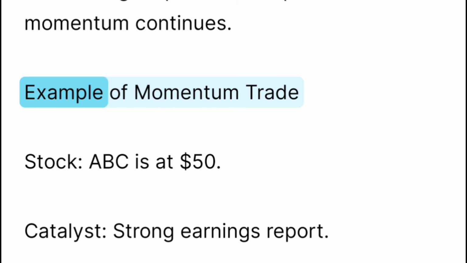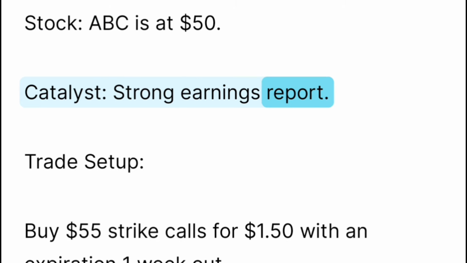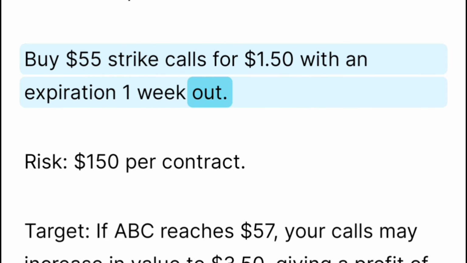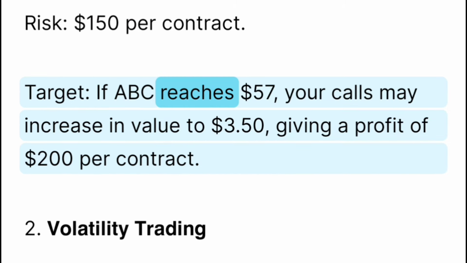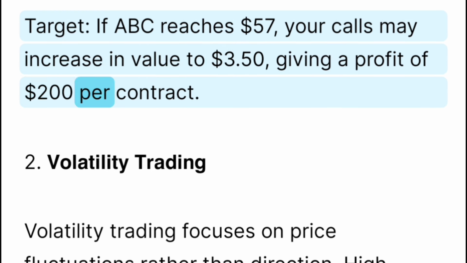Example of a momentum trade: stock ABC is at $50. Catalyst: strong earnings report. Trade setup: buy $55 strike calls for $1.50 with an expiration 1 week out. Risk: $150 per contract. Target: if ABC reaches $57, your calls may increase in value to $3.50, giving a profit of $200 per contract.